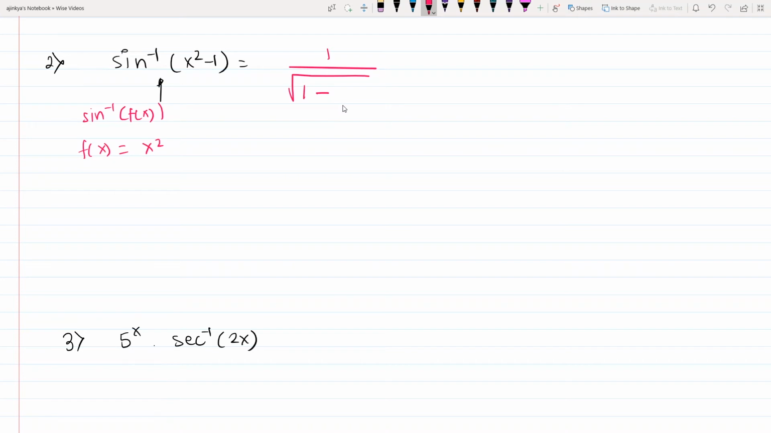So f of x squared. So f of x over here is x square minus 1 and whole squared times f dash of x will be 2x. So here's your answer. For this we can simplify this further, where we can say that x square minus 1 whole squared shall be x raised to 4 minus 2x square plus 1.